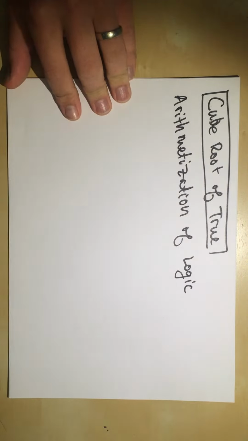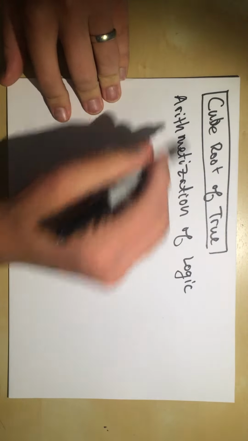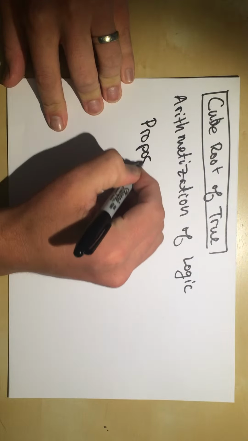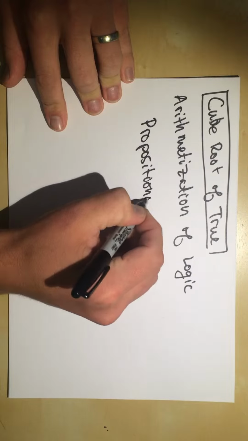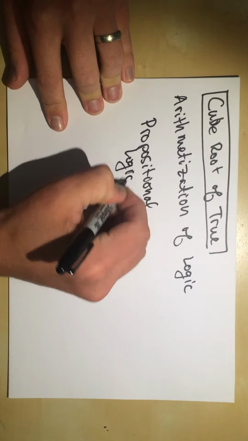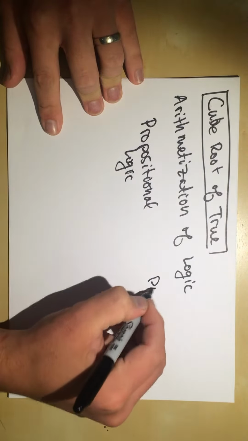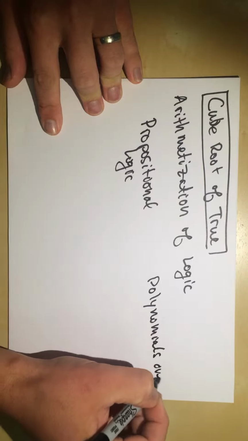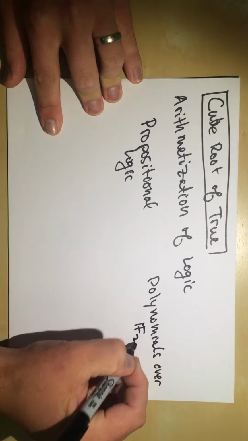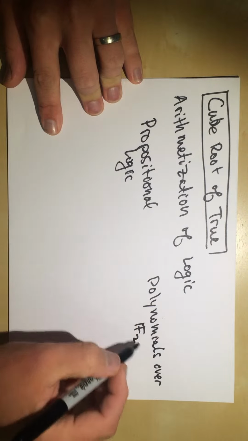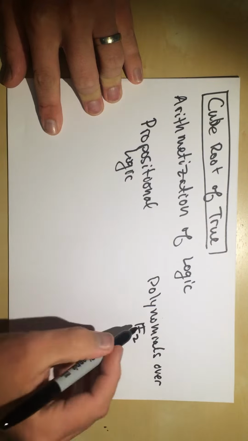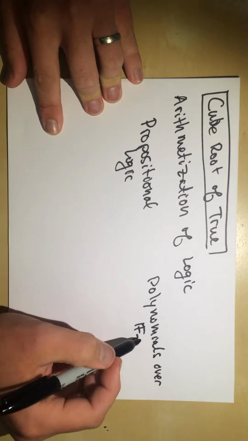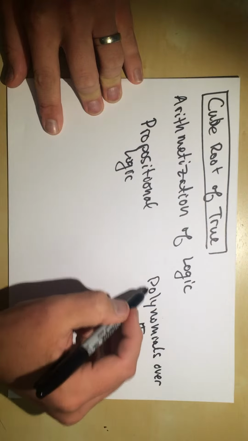So what you can do is on one side you have propositional logic. And on the other side, we're going to look at polynomials over the field with two elements. So this is the same thing as Z mod 2. This is this field where 1 plus 1 is equal to 0. Okay, so there's only two elements in here, and you can make a field out of this.